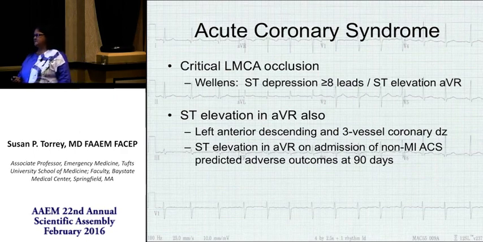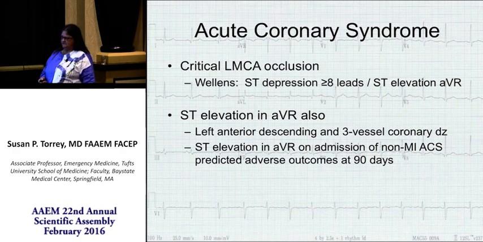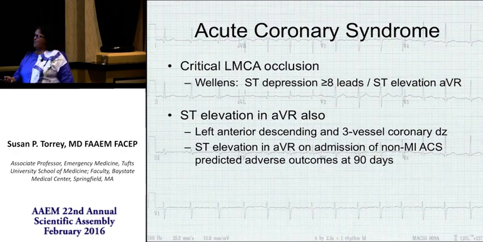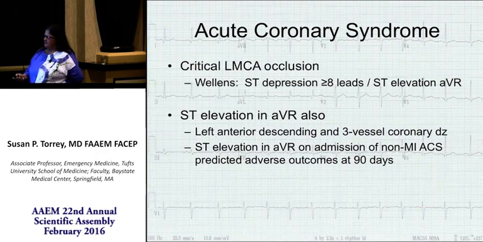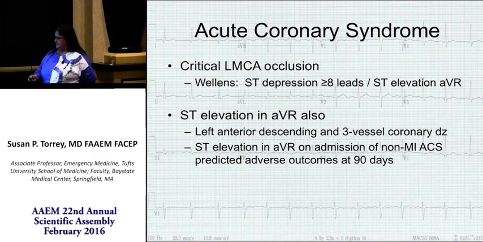to plasty and stenting. AVR ST elevation also occurs in the other less dramatic ACS presentations. It can occur with some left anterior descending lesions, with diffuse three-vessel coronary disease, and sometimes, even in patients without a diagnosed infarct, it can predict an adverse outcome at 90 days.